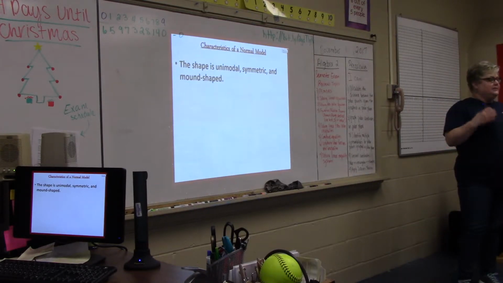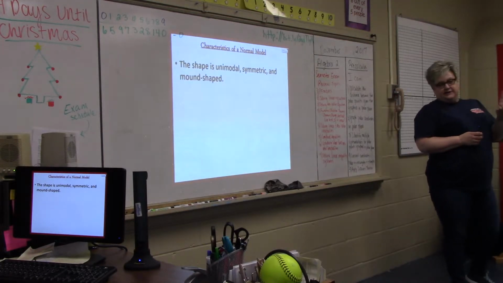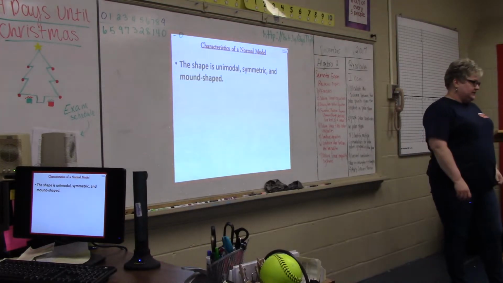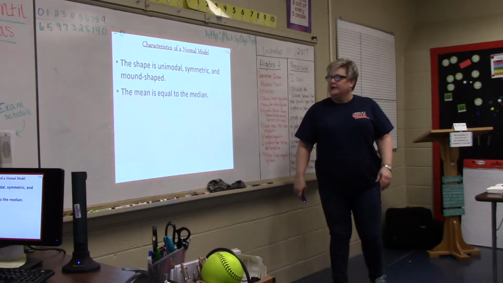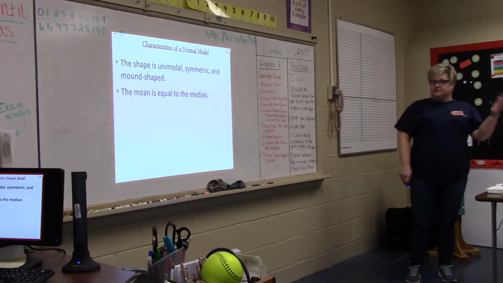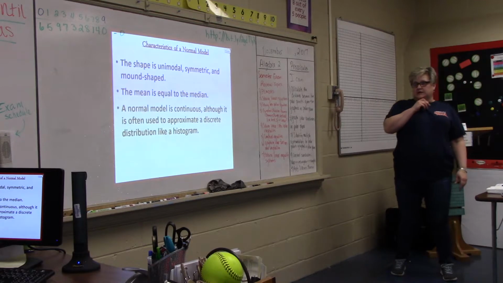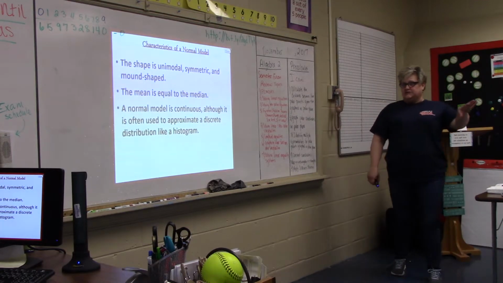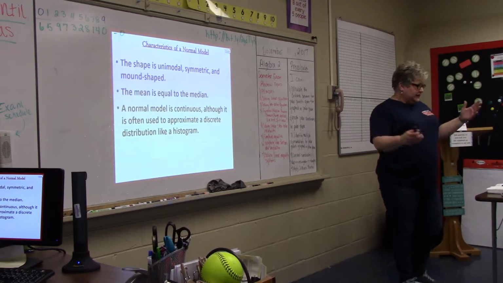And you need to be aware that it's more than one graph. It's not just one individual graph. It's multiple graphs in a lot of different ways. All right. If it is normal, you would expect the mean and the median to be equal. A normal model is continuous, although it is often used to approximate a discrete distribution, kind of like a histogram does.